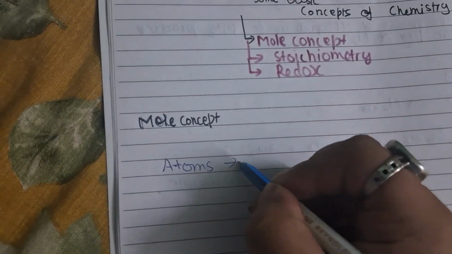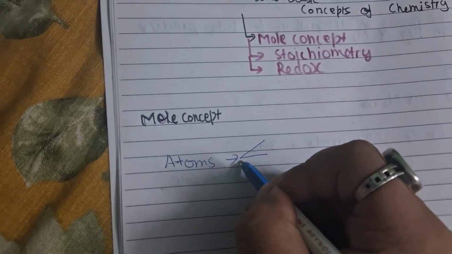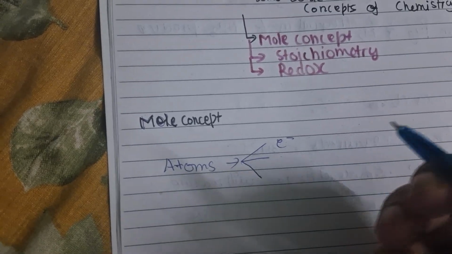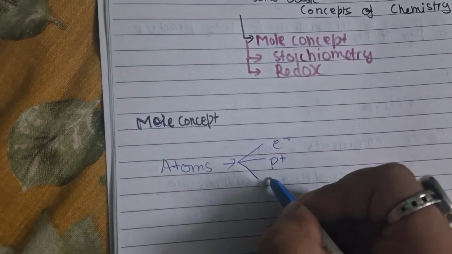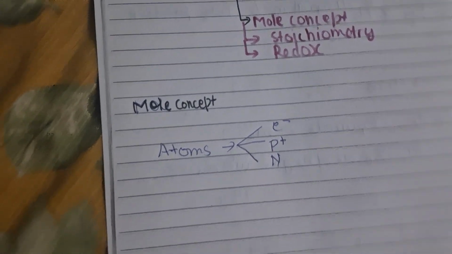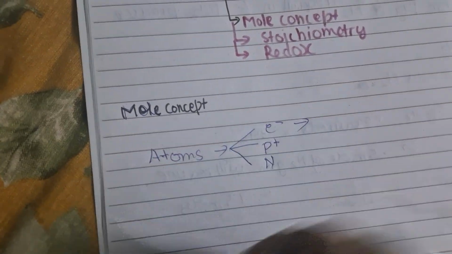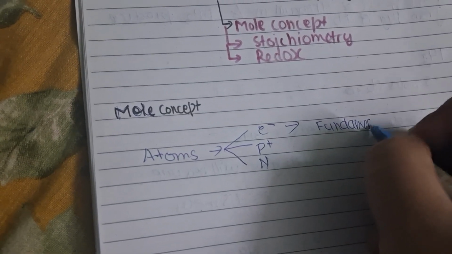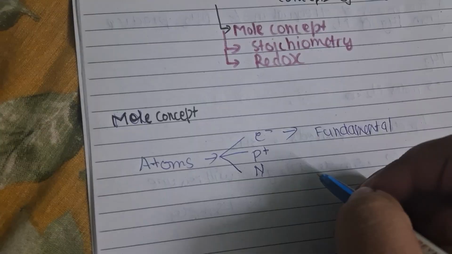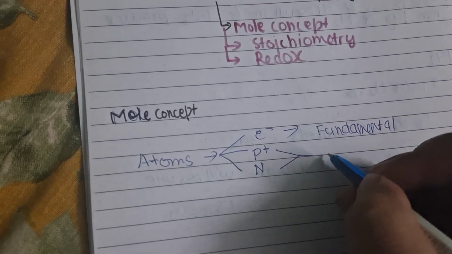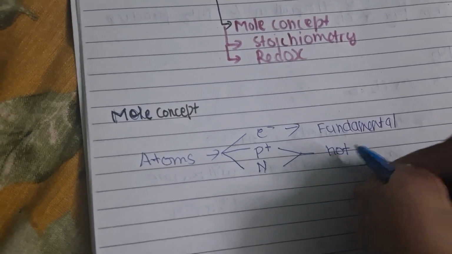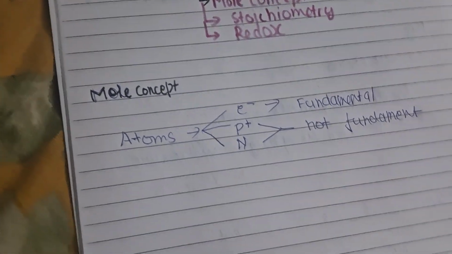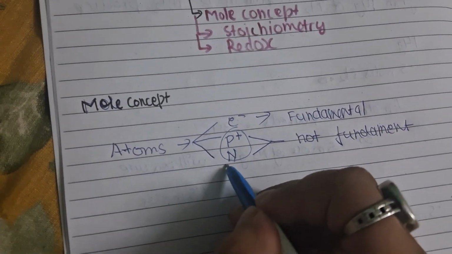In an atom, there are three subatomic particles: electron, proton and neutron. Electron is fundamental because it does not depend on anything. I'll tell you what depending on something means. Proton and neutron are not fundamental. Now, why are these two not fundamental?